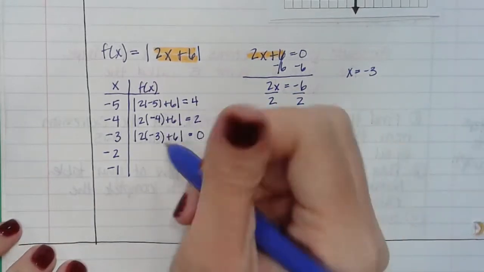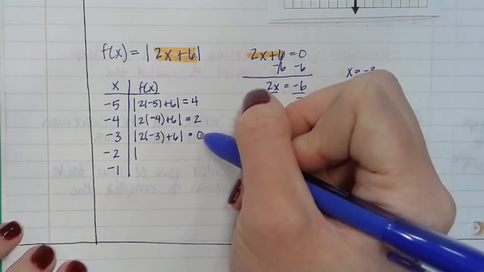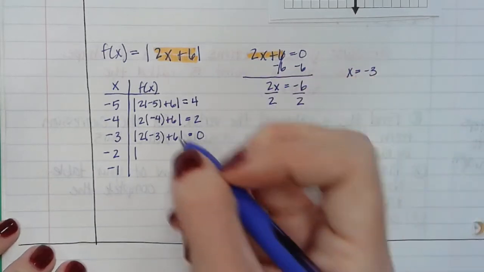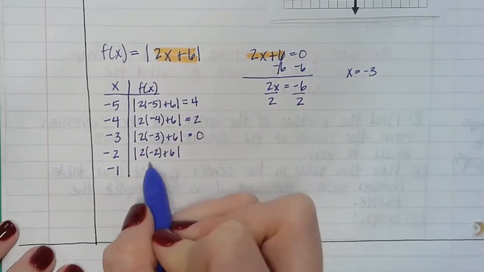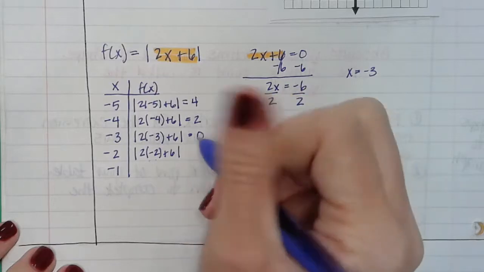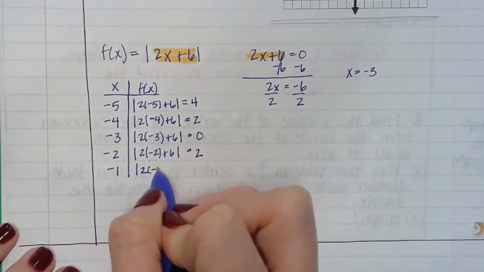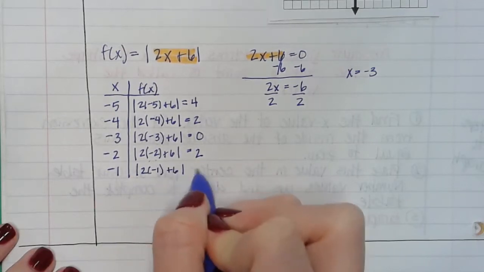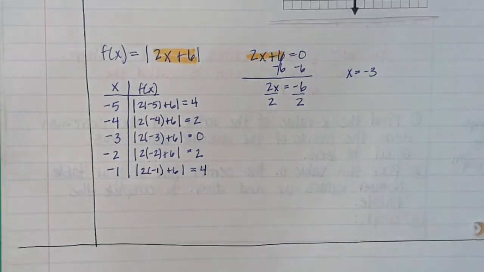This is my turning point here, so I can expect this pattern to now, it was going down 4, 2, 0. I can expect it to climb back up now, 2 and 4. So let's see. 2 times negative 2 plus 6. 2 times negative 2 is negative 4 plus 6 is positive 2. And then the last one, 2 times negative 1 plus 6. Negative 2 plus 6 is 4. All right, now that I have my table of values, I'm going to graph this absolute value function on the coordinate plane.